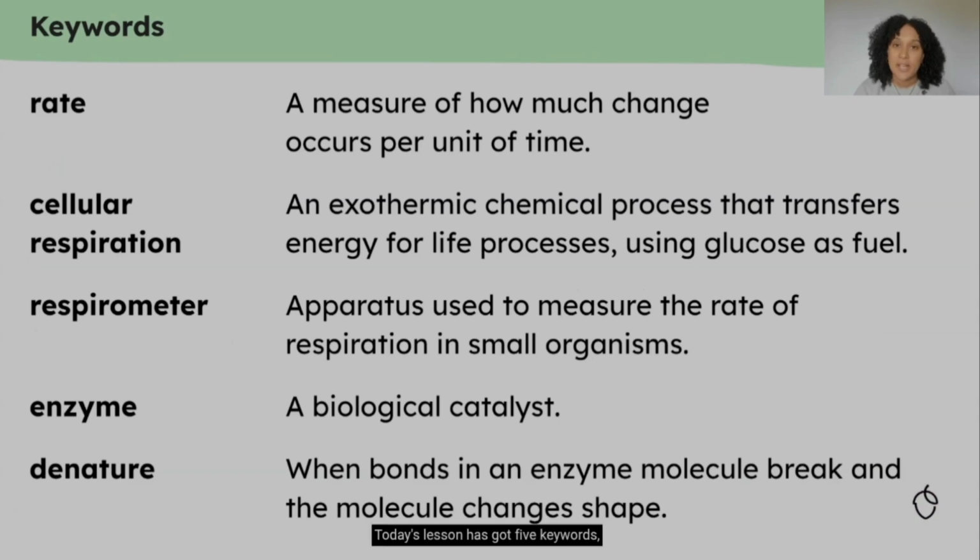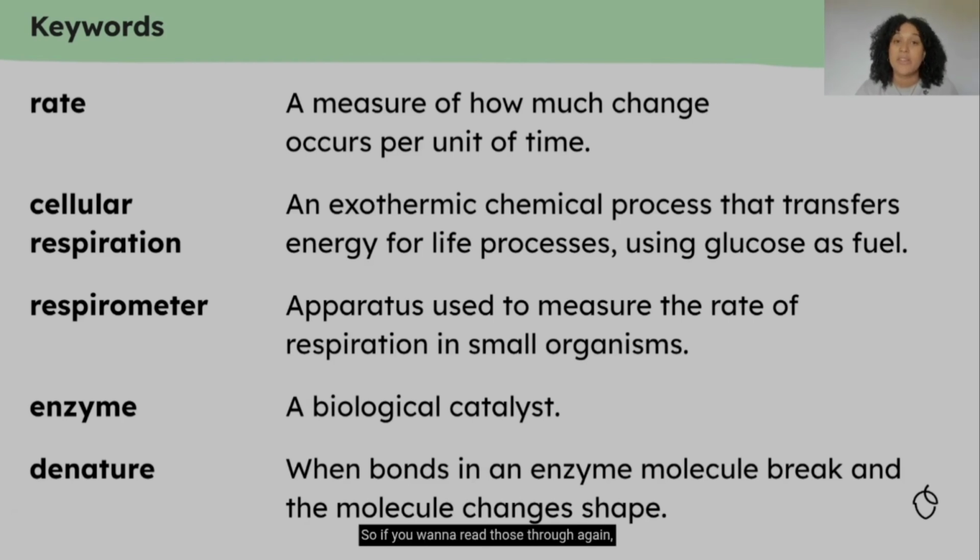Today's lesson has got 5 keywords and I'll read them out now. Rate, a measure of how much change occurs per unit of time. Cellular respiration, an exothermic chemical process that transfers energy from life processes using glucose as a fuel. Respirometer, apparatus used to measure the rate of respiration in small organisms. Enzyme, a biological catalyst. Denature, when bonds in an enzyme molecule break and the molecule changes shape.